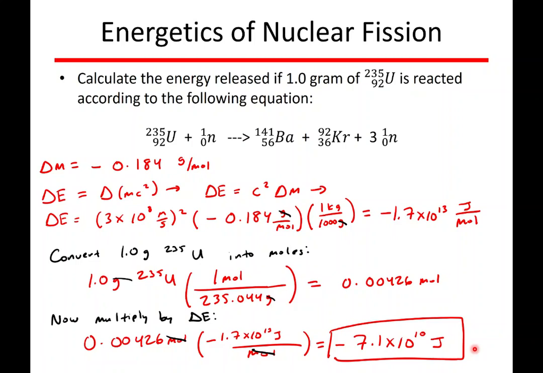Just for the sake of comparison, the amount of energy that is used in the form of electricity throughout the entire state of California in one day is 2.6 times 10 to the 15th joules. So if you were to react just 100 moles of uranium-235, you would be able to generate enough electricity to power the entire state of California for a day. It really is remarkable how much energy can be released by a reaction like this.